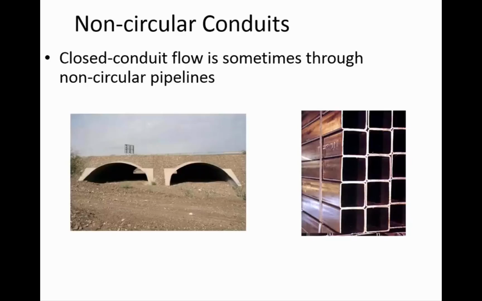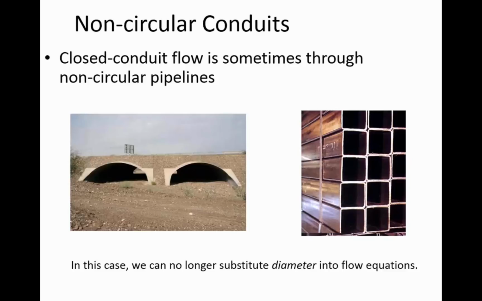And so you want to make sure that there's a big enough cross-sectional area for flow to go through. And when the water is only partly full through that culvert, then it's not closed conduit flow, it's open channel flow. But then when the water level is very high, when the water level is getting up near to the road surface, then that actually becomes closed conduit flow. You can see the image on the right is some square metal pipe. Not really common, but sometimes it's out there.